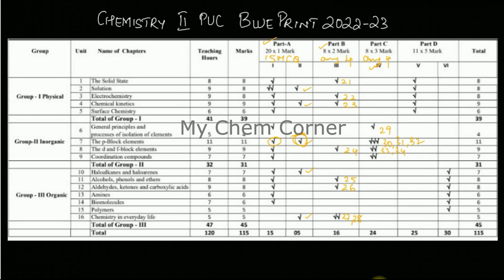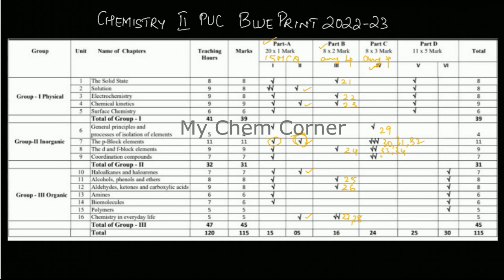Or they can also ask questions like, what is lanthanide contraction? Give one consequence. What is actinoid contraction? Give one consequence. Why do actinoids have a +3 oxidation state? These kinds of questions are very commonly repeated in the d and f block chapter.